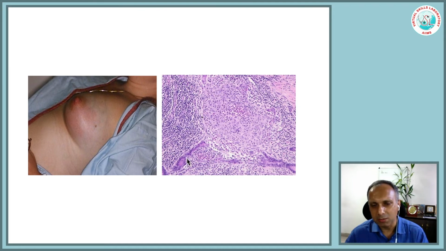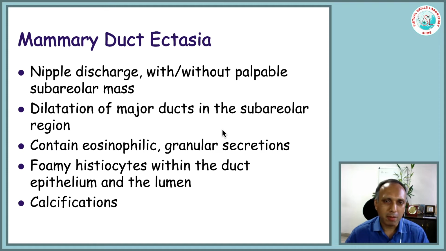As you can see, these are some of the ductular units over here, and these are surrounded by a large granuloma along with mixed inflammatory infiltrate comprising mainly of lymphocytes and few polymorphs. So coming back to mammary duct ectasia, it is associated with nipple discharge and a typically subareolar mass.